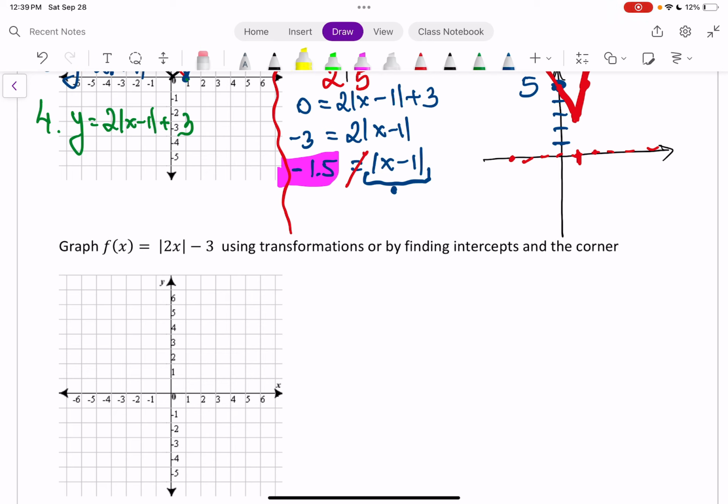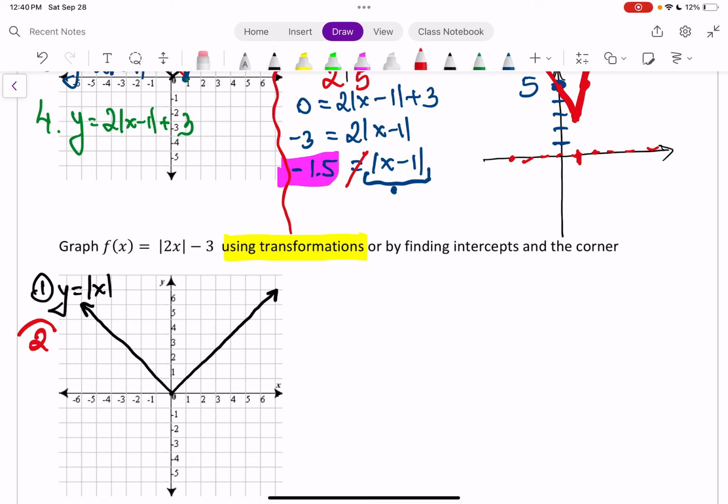All right. So using transformations one more time, I am going to start with our basic function, that is the absolute value graph. And it's cornered at 0. It has a slope of 1, which is why I'm going nicely halfway through this first quadrant, halfway through the second quadrant. That's what the absolute value looks like. Okay.